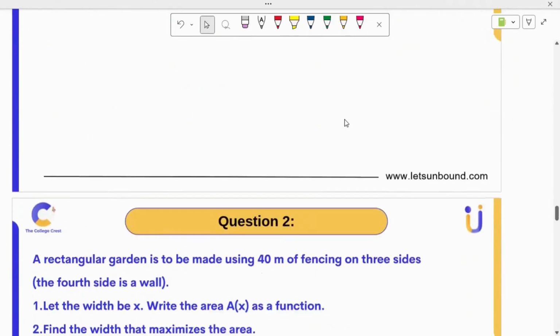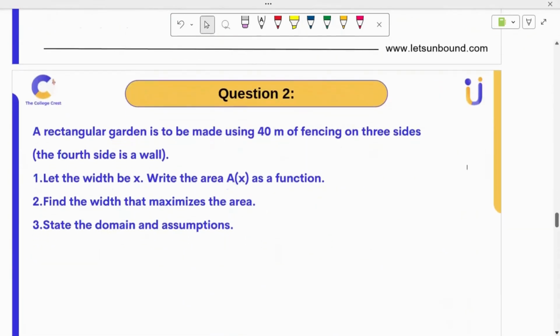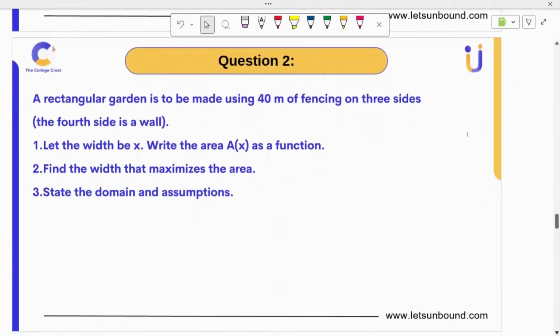Okay, so question number 2. A rectangular garden is to be made using 40 meters of fencing on 3 sides. The fourth side is a wall. Let the width be x, write area as a function. Find the width that maximizes the area. State the domain and assumptions.